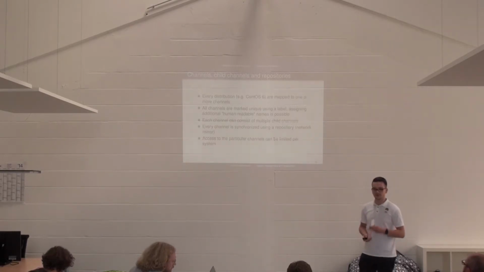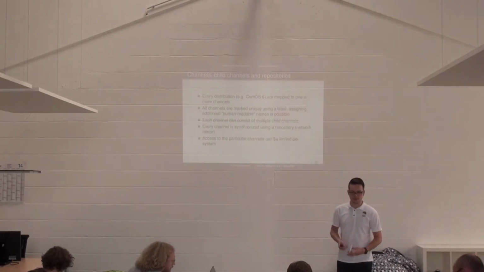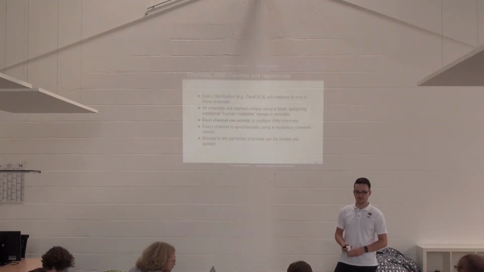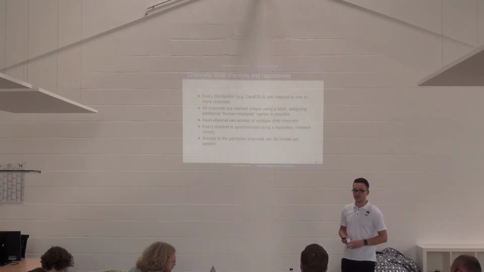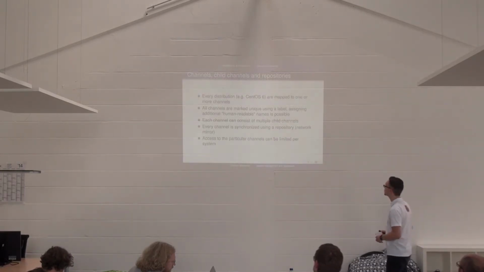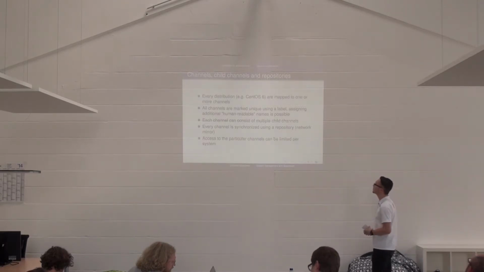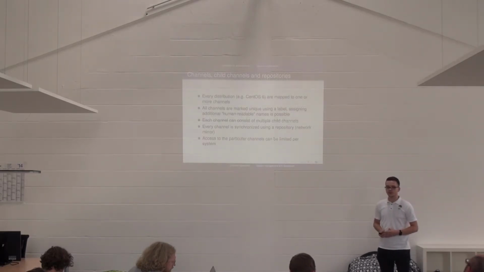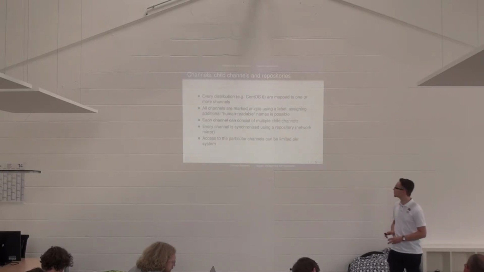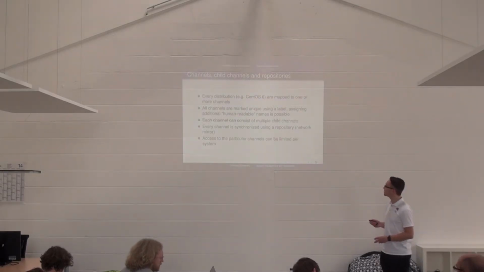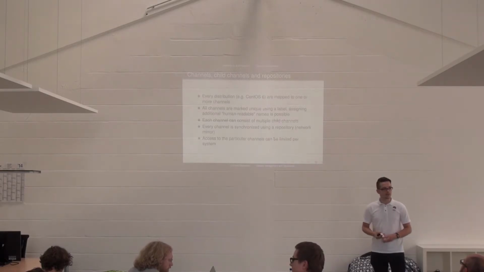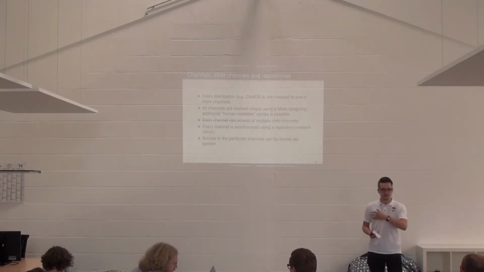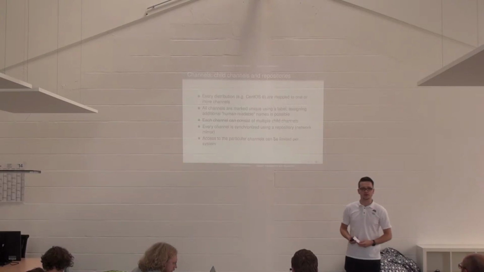In Spacewalk, every distribution, for example, RHEL 6 or CentOS 6, is mapped to one or more software channels. And all channels are unique. They are named using a label, and it's also possible to create a human-readable name. Each channel consists of one or multiple child channels, and those channels are synchronized using a repository. For example, the network mirror, mirror.centos.org, where you can find all the CentOS packages. And the access to the particular channels can be limited per system.